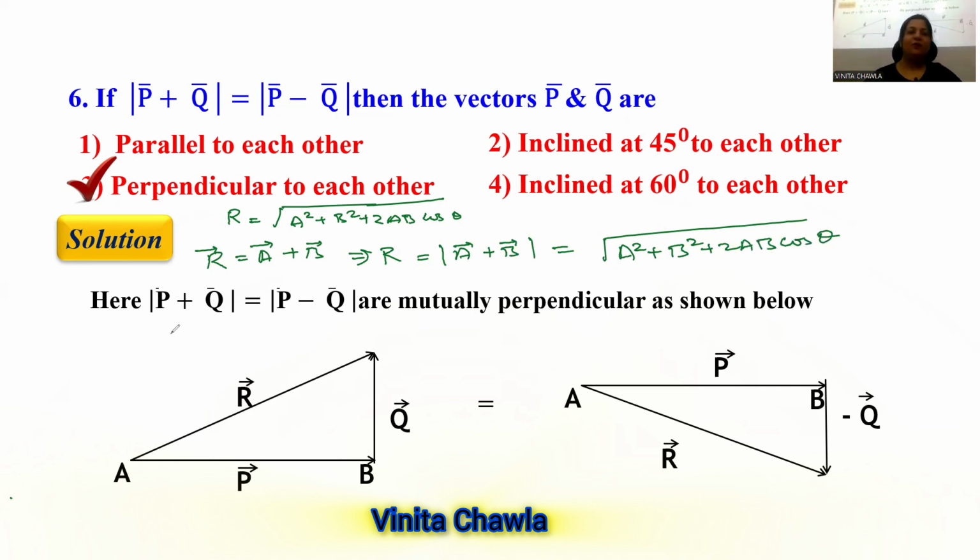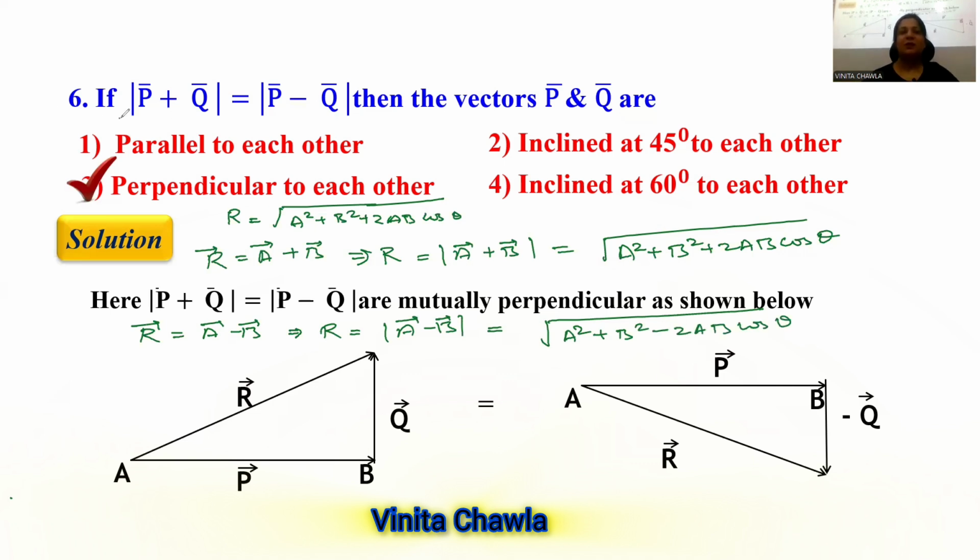Similarly, if we have a vector r as vector a minus vector b, then we write modulus of r, magnitude of r as modulus of vector a minus vector b, and here we write square root of a square plus b square minus 2ab cos theta. Now this thing is given, these two are equal, so these will also be equal.